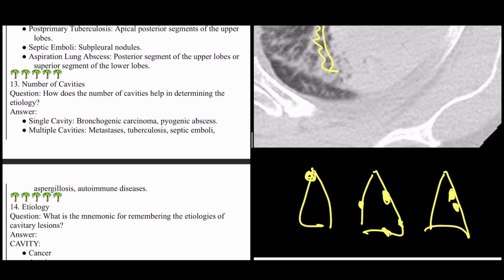Then number of cavities. How does the number of cavities help in determining the etiology? A single cavity, you will have to discuss cancer, bronchogenic carcinoma, or pyogenic abscess. Multiple cavities can occur in metastasis, tuberculosis, and septic emboli.